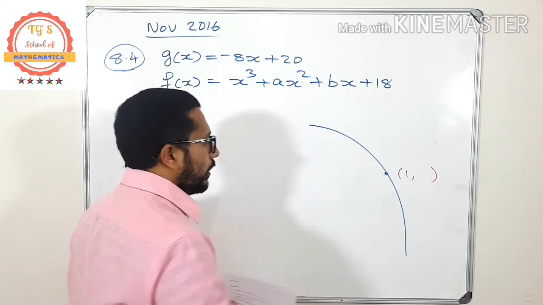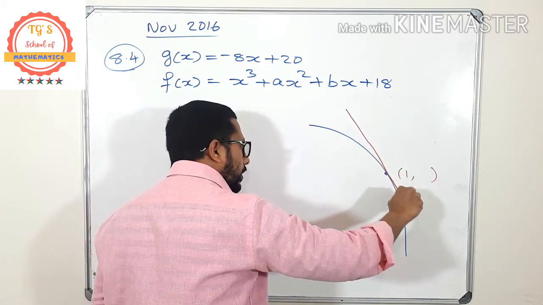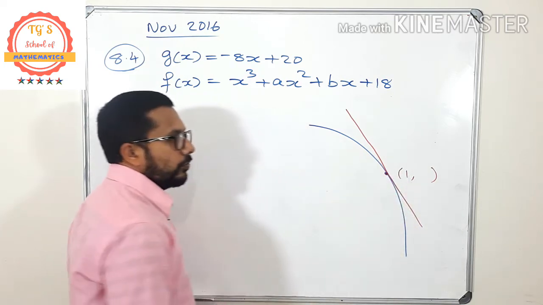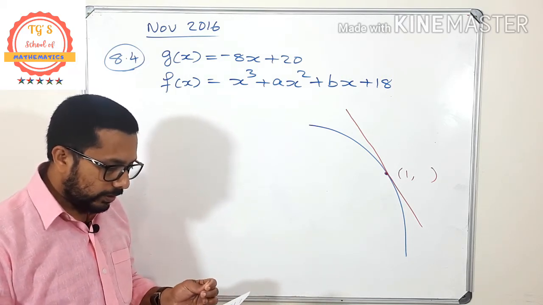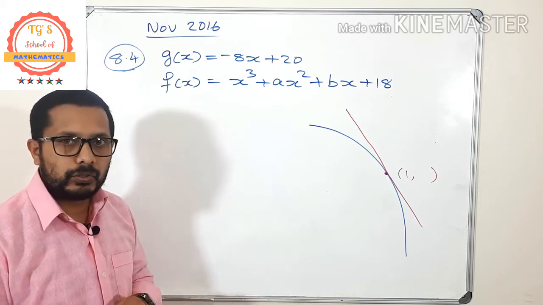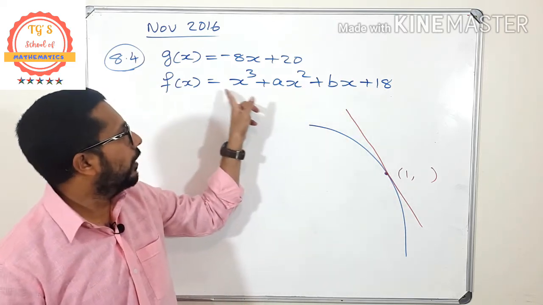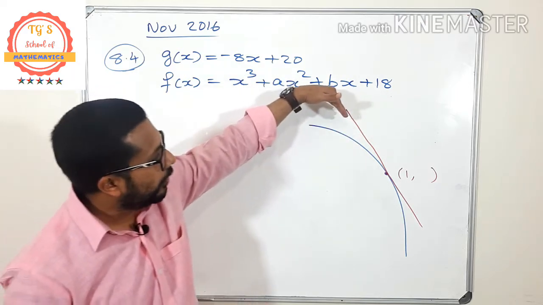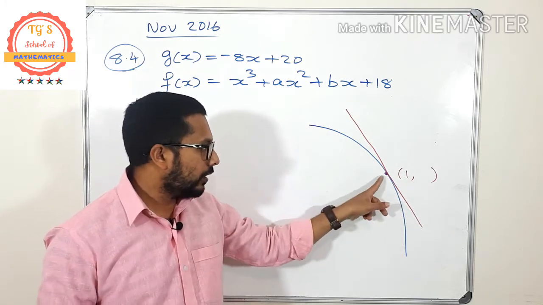So there is a tangent like this passing through that point. Which point? When the x value is 1. What is the question? Calculate the values of a and b. So look at the question once more. There is a curve with the equation x cube plus ax squared plus bx plus 18, and there is a tangent minus 8x plus 20 passing through this point.